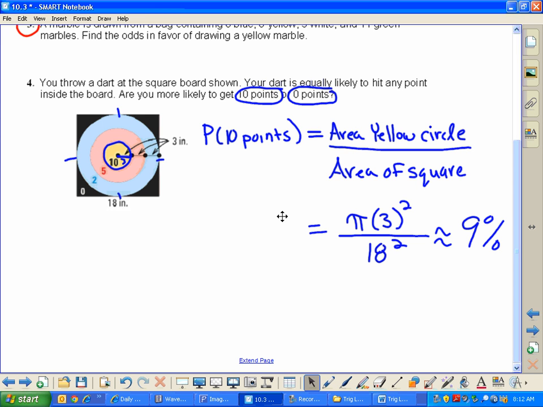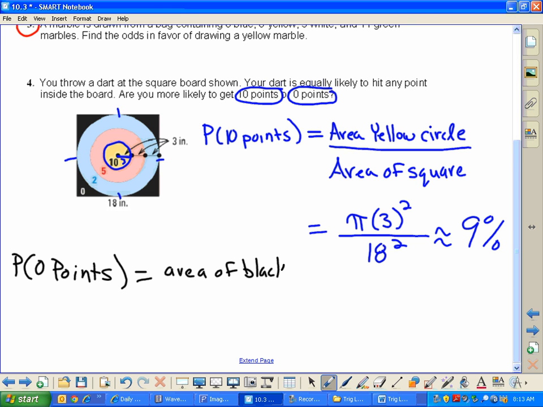Now, a little bit trickier, we have to find the probability that we get 0 points. Do this in a different color. It's black, right? So we'll do the probability that we get no points. Can anybody describe for me the region that earns us no points? Molly? Yes. In general, we're looking for the area of the black region, right? And this is going to be over the area of the square again.